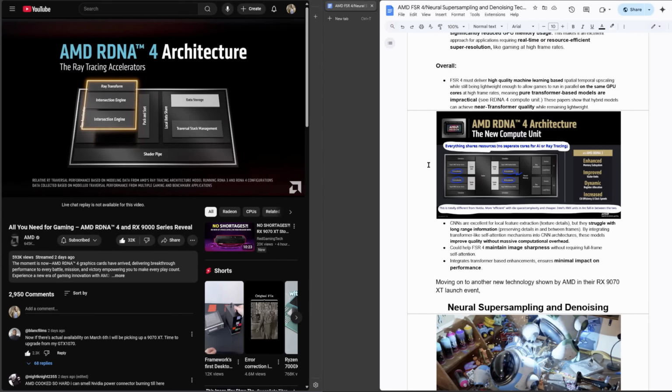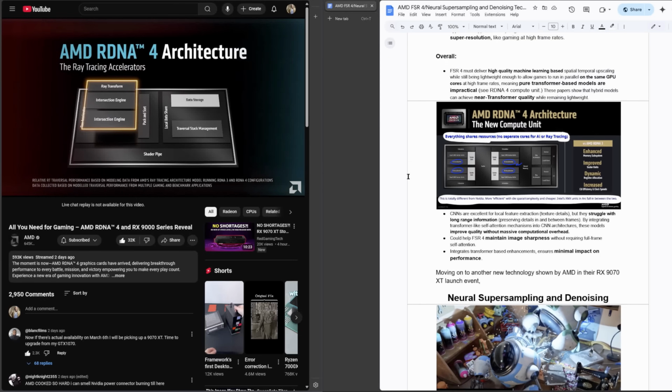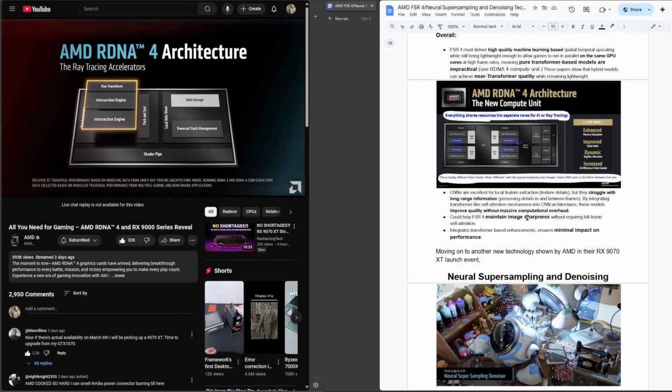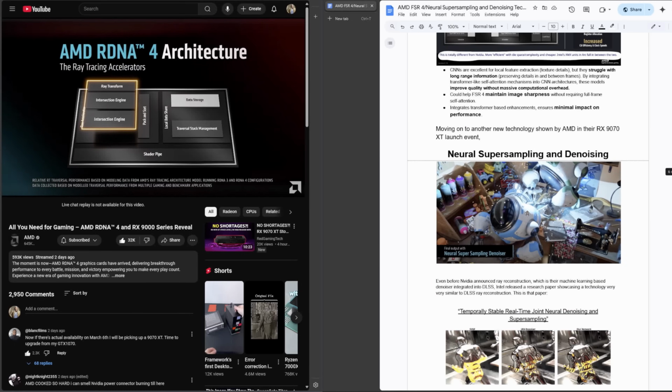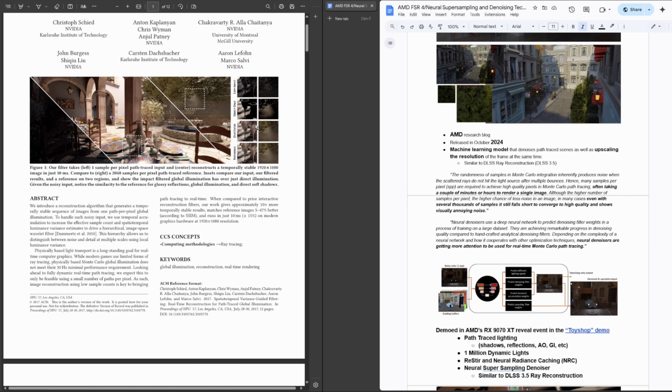But yeah, overall, talking about those papers, talking about why it's important to balance speed with quality, and talking about how these hybrid architectures can help FSR4 maintain image sharpness compared to DLSS4, while still ensuring minimal impact on performance. So yeah, that's my prediction for FSR4.